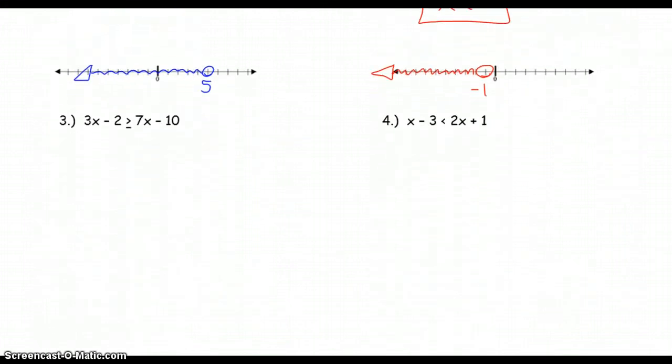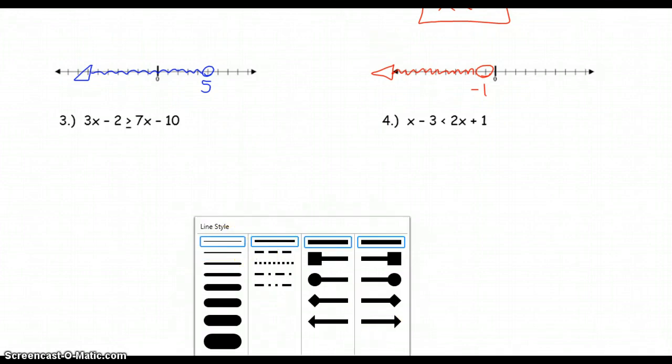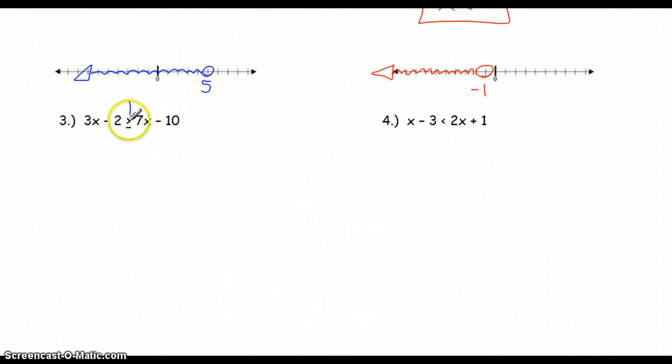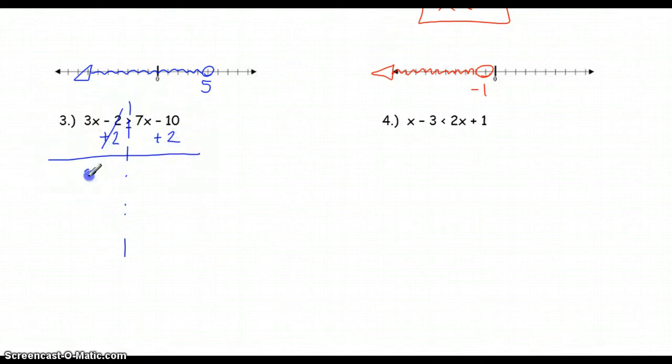All right, let's go to number 3. So here on number 3, we have a little bit more involved. Again, we have our problem split in half. Now remember, we have to get our variables on the same side of the equation. So you can choose to move your number terms first, those are constant terms, or your variable terms. So let's go ahead and I'm going to choose to add 2 to both sides of my equation first. When I do that, I get 3x is greater than or equal to 7x minus 8.